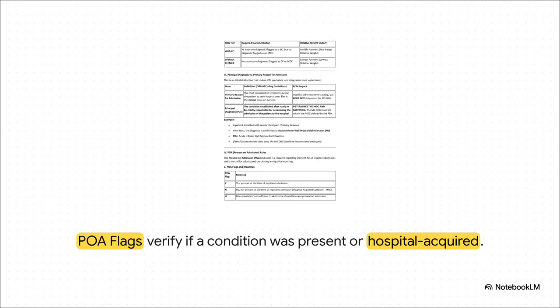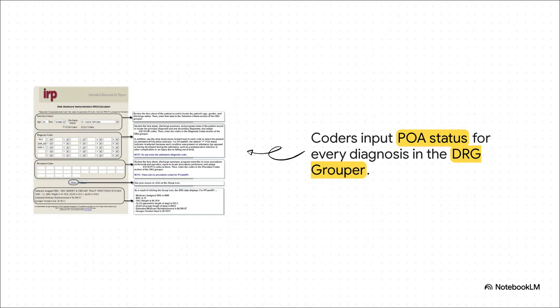U is for insufficient documentation, and W means it's clinically undetermined. And this process is incredibly hands-on. Inside the DRG grouper tool interface, coders aren't just inputting ICD-10 codes. Right next to every single diagnosis, they literally have to select a Y or an N from a drop-down menu. The software logic relies entirely on these specific inputs to calculate the final payment.